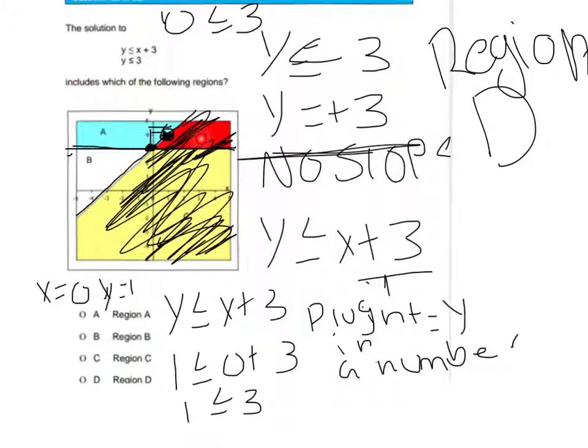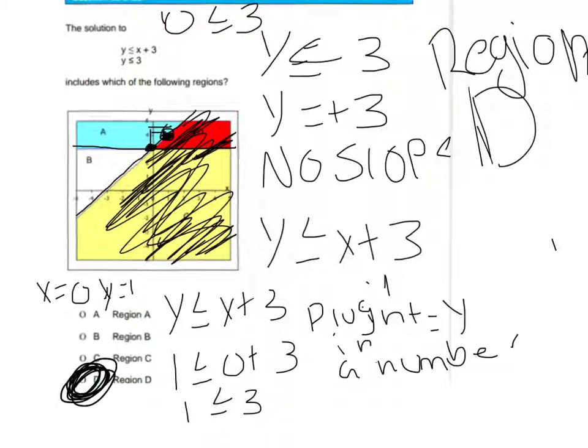So the answer is region D. Oh, sorry, I was wrong about that. It's not going to be region D. It's going to be region C, because we got it from the bottom, because we put the 0 right here. This is the only place that is shaded by the 2 other lines. So that's region C.